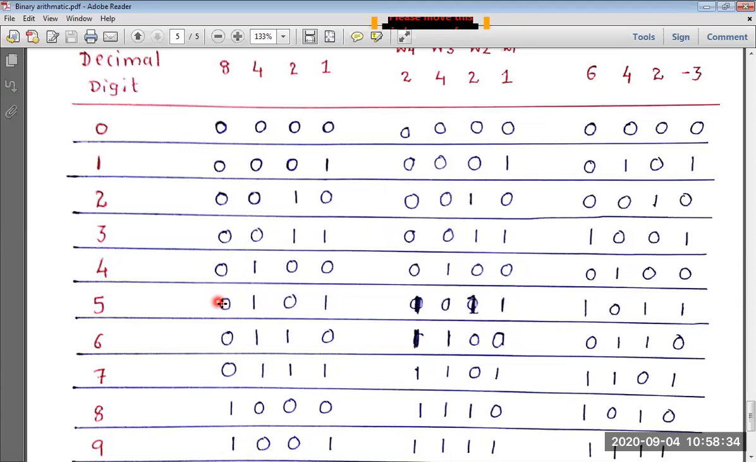What is the weight associated with this fourth digit? 8. 0 into 8 is how much? 0, plus 1 into 4 is how much? 4. 4 plus 0 into 2 is how much? 0, plus 1 into 1 is how much? 1. So this 1 into 4 is 4 plus this 1 into 1 is 1. 4 plus 1 is 5. Like this 8421 code works.